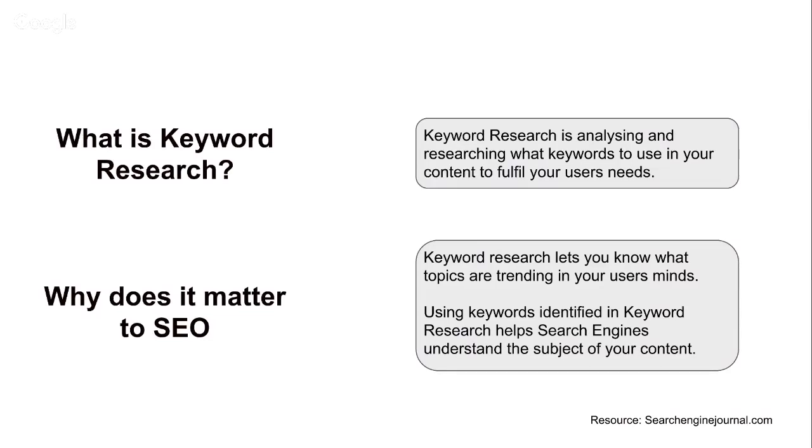So Search Engine Journal defined keyword research as analyzing and researching what keywords to use in your content to fulfill your user's need. And I think it's really important to mention that fulfilling your user's need is the main goal of SEO and content in general, because our websites, our services, our companies are all there to fulfill a user's need. But a lot of times people get mixed up in the idea that SEO is for search engines and you need to get rankings, so you need to write for a search engine.